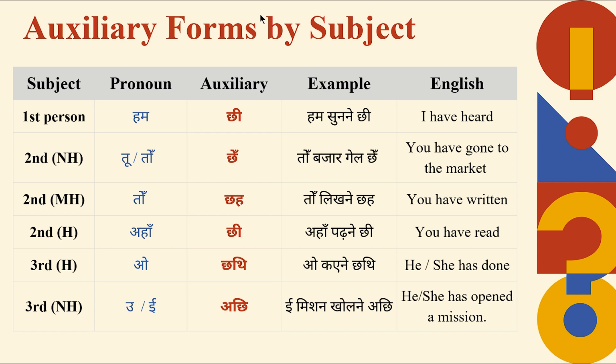So, then we have second person mid honorific, so we can have something like to likhne cha, you have written. Second person honorific, aha padhne chi, you have read. And then third person honorific, o kaine chhathi, he, she has done. And third person non honorific, u or e. Okay, so u mission kholne chh, or e mission kholne chh, he, she has opened a mission.